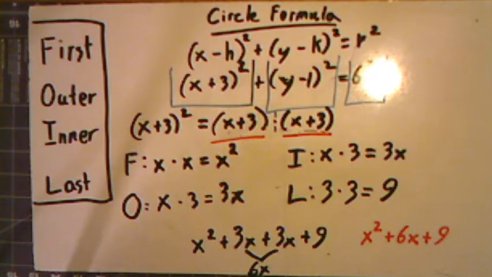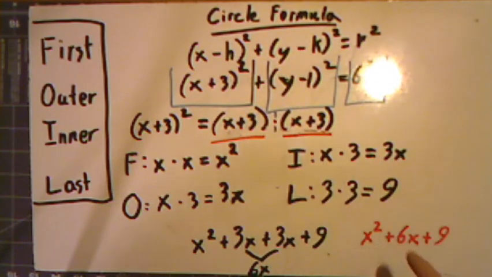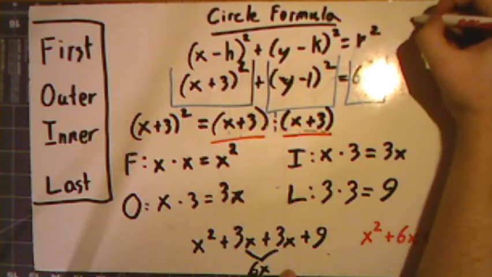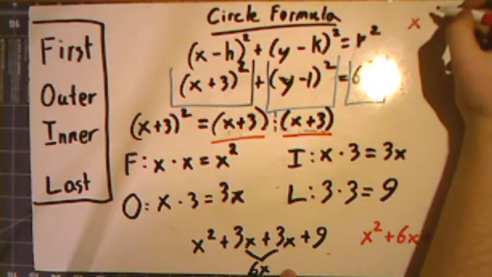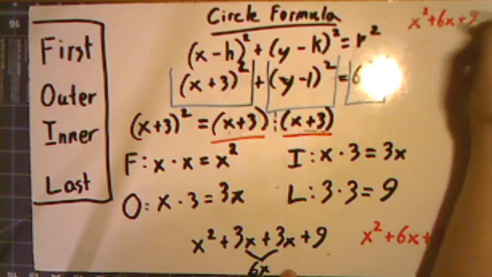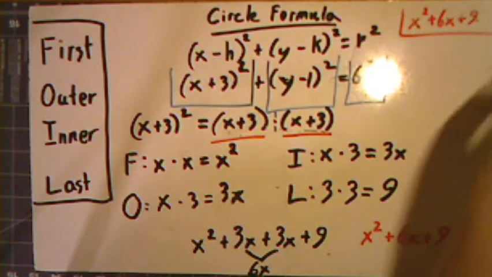Now that is just our left side. We're going to have to do the exact same thing for the y as well, but for now we're just going to hold on to this value. I'm going to put it up at the top so that we can remember that x gave us x squared plus 6x plus 9. That's just going to stay up there as I clear the board for space.